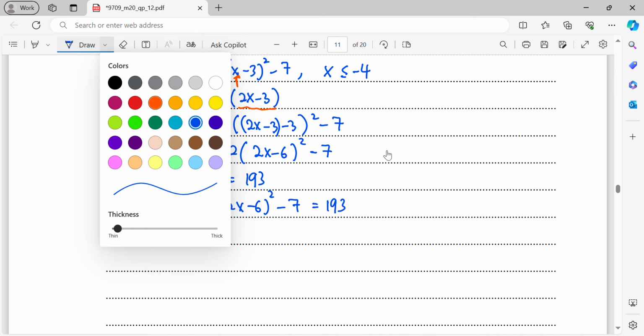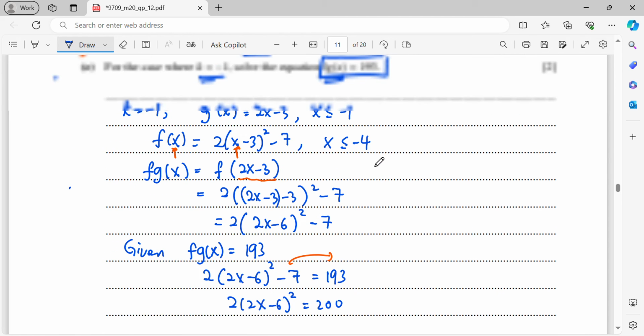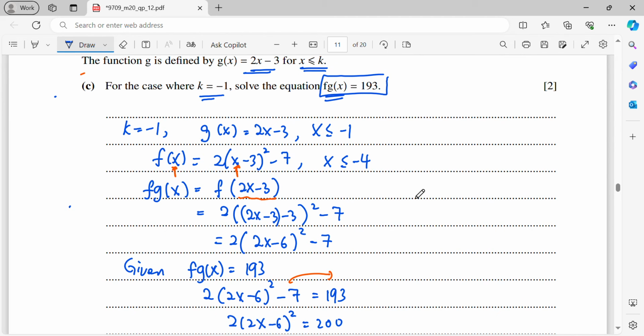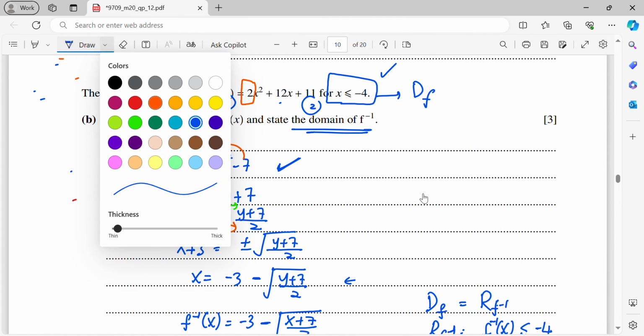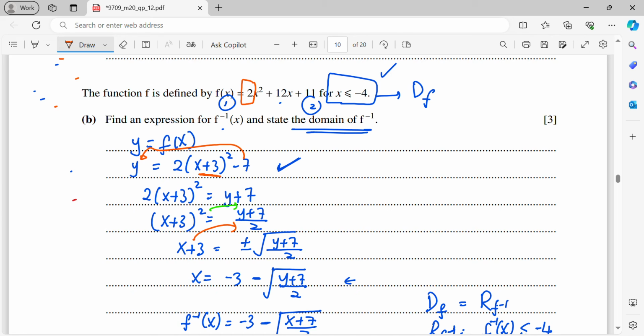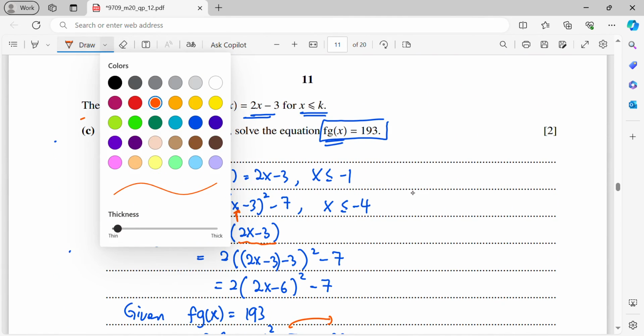So the −7 will be moved to the other side, becomes plus. So 193 plus 7, which is 200. Then there's a 2 on the left side, so I divide by 2. Okay, wait, let me check. Did I make any mistake? My f(x), oh sorry, my f(x) here, (x + 3) squared minus 7. I wrote minus. Here should be plus.